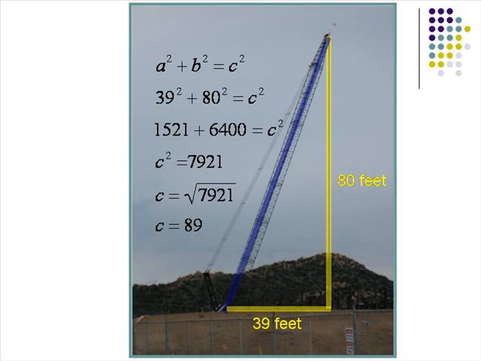Therefore, c squared equals 7,921. When we take the square root of both sides, we get c equaling the square root of 7,921, or 89 feet.